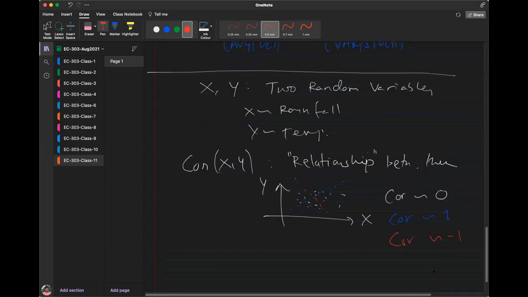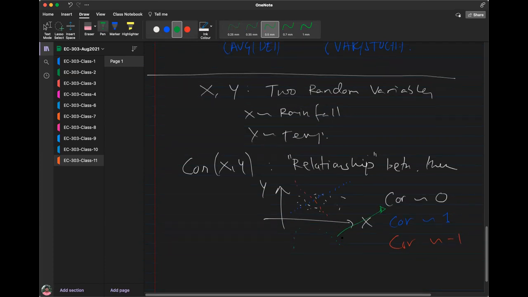Of course, why did I say it doesn't always work? Now consider a scenario like this. There is a relationship, but if you do correlation, it will turn out to be 0. So it only captures monotonic relationships. But of course, if you do correlation from here to here, it will have a strong correlation, positive and strong negative. But if you take the entire curve, it will get 0. So this is what correlation captures for any two random variables.